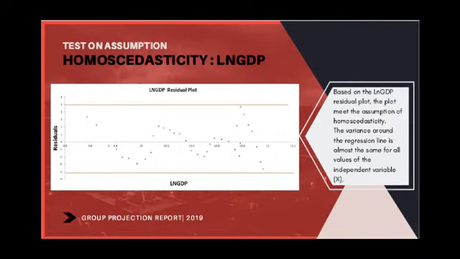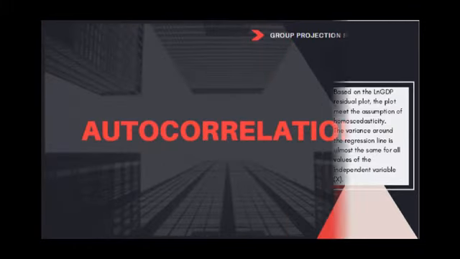Next is the gross domestic product residual plot. This plot meets the assumption of homoscedasticity. It is the same as the inflation rate residual plot. Therefore, we can see that the variance around the regression line is almost the same for all the values of the predictor variable, which is x.